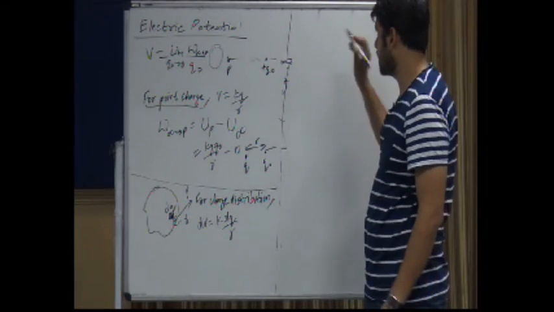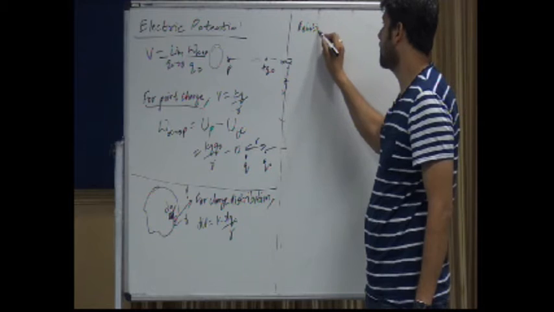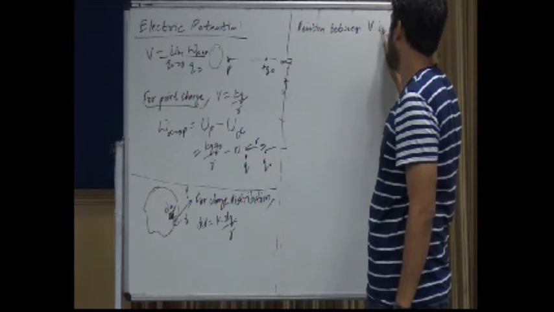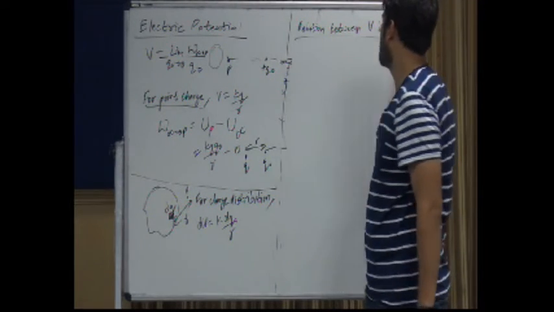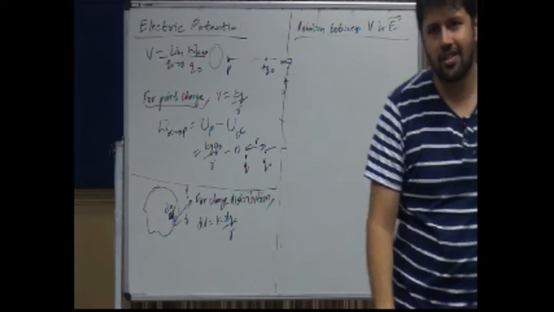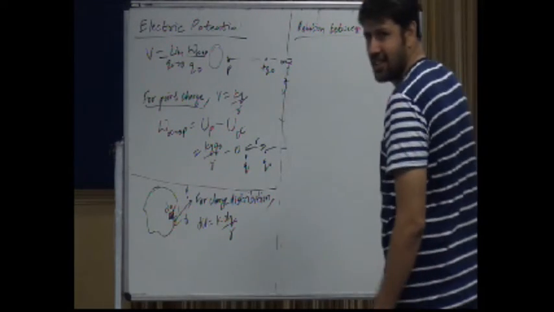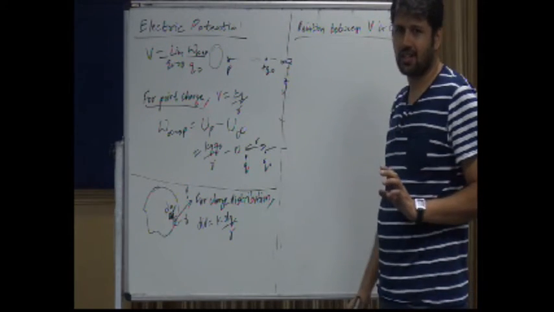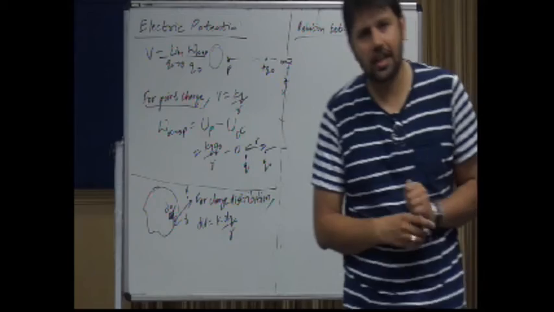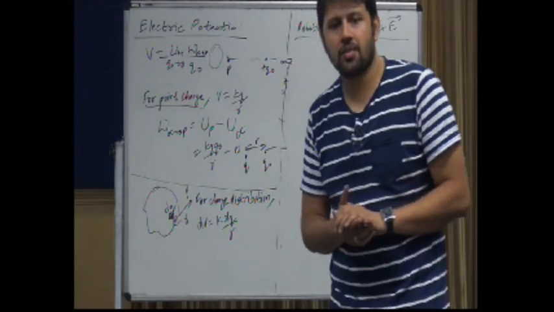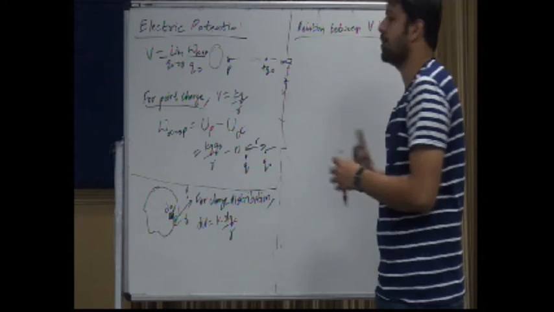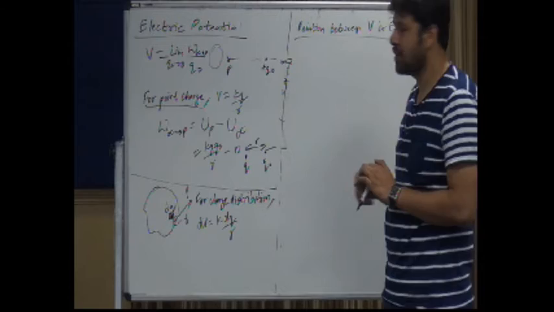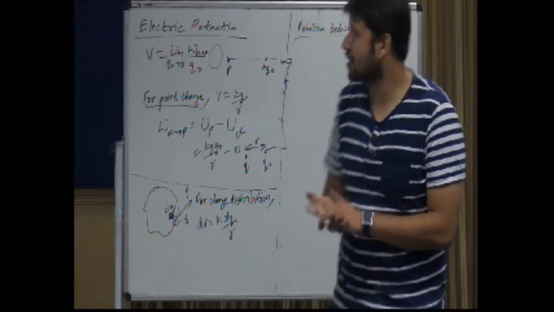Now, a relation between V and E vector. Do you remember this? Minus dV upon dr. I'll modify it slightly. In NCERT, actually, in most of the cases, potential is expressed in terms of r. What if it is expressed in terms of x, y, and z? We do a question of this as well. But just check. Somebody is asking a doubt.